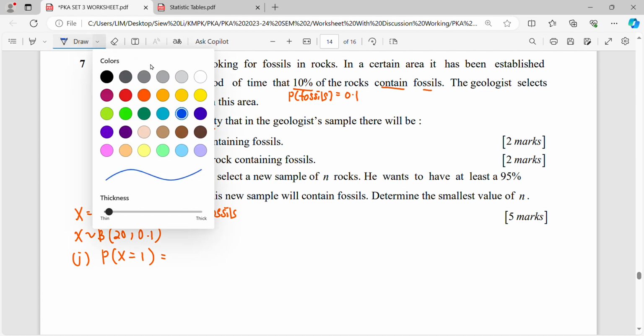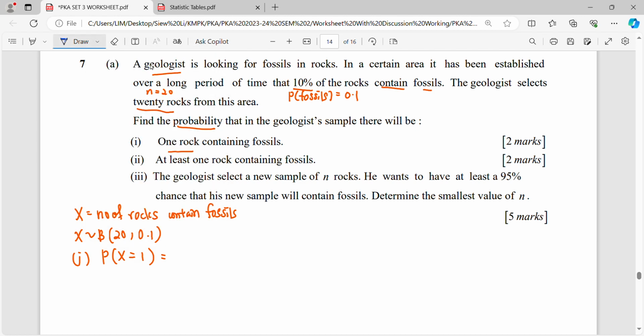So for this situation, we can use the binomial formula, nCr p to the power r, q to the power n minus r. So this is the binomial formula. So 20C1, 0.1 to the power 1, 0.9 to the power 19. So you get 0.2702.